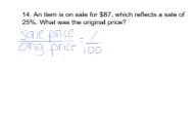So let's read this problem. An item is on sale for $87, which reflects a sale of 25%. What was the original price? So we have to plug in our numbers. The sale price is $87, and we're trying to find the original price. So we're going to say that's x, and we have 25% over 100.